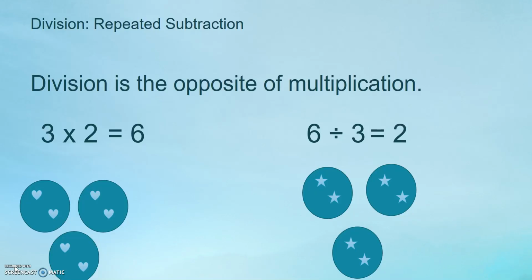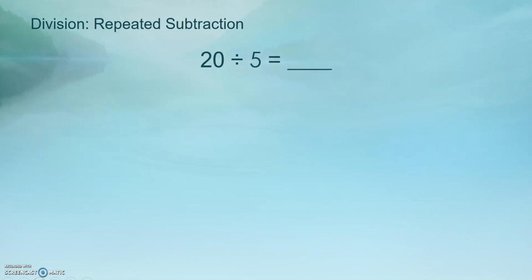Just the opposite. So we know that in multiplication we can use repeated addition. 2 plus 2 is 4. 4 plus 2 is 6. We can do the same with subtraction. So let's go ahead and try that out.